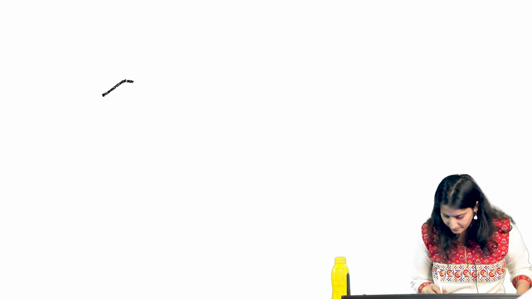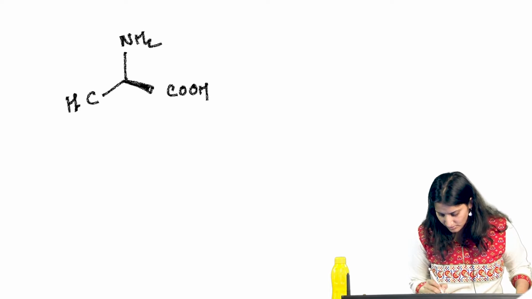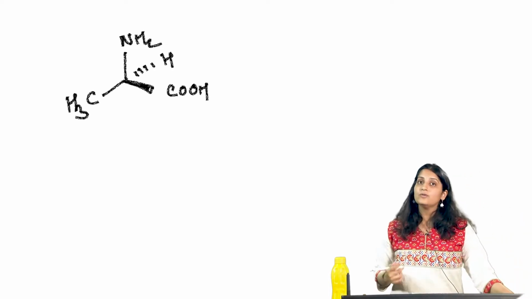Now let us look at how to name these molecules, because if we have two separate sets of molecules, we need to be able to identify and name them. So, now we are going to look at the Cahn, Ingold and Prelog rules in order to name enantiomers. Let us start with our alanine. This is one of the molecules, and I want to now name it.